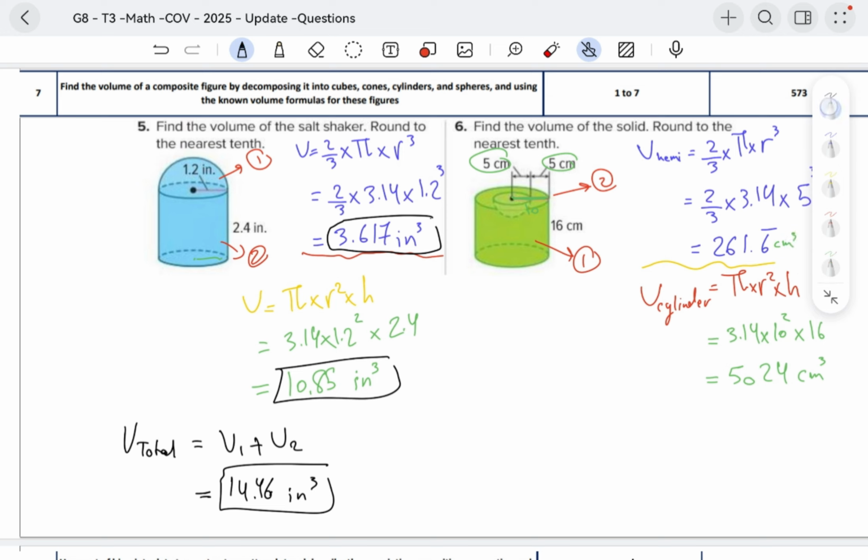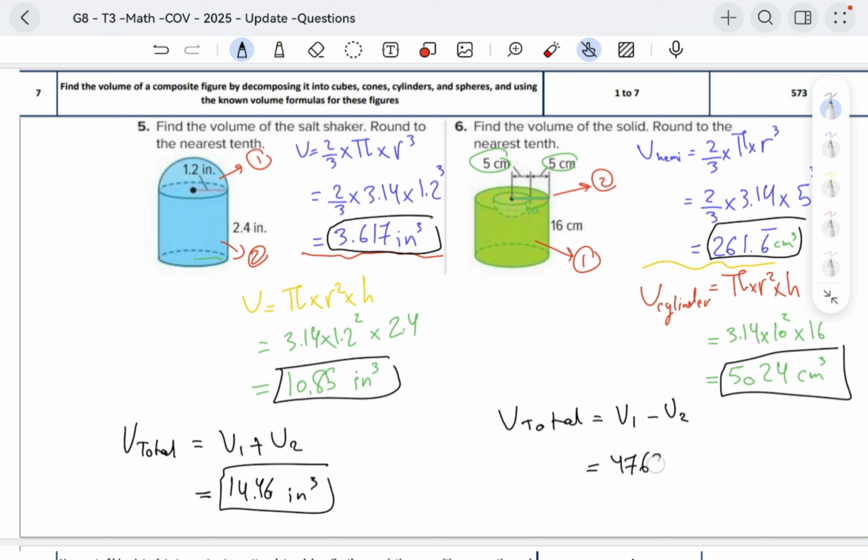Now to find the total volume, as we said, V total, we're gonna subtract V1 minus V2. V1 is 5024, the volume of the cylinder, minus the volume of the hemisphere, which is 261. So the total volume will be 4762.3, and the unit is centimeter cubed.